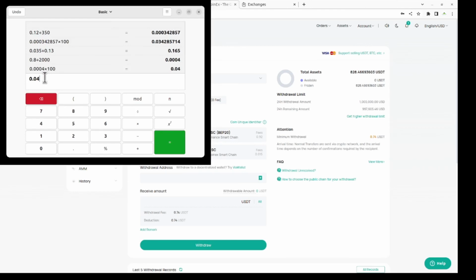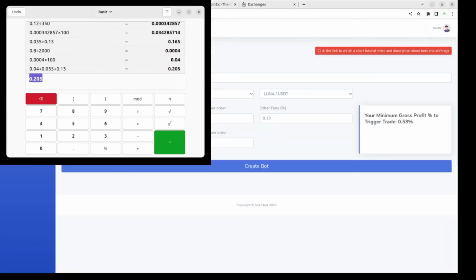So in this case, the fee is a bit higher. So we take 87% of this number and divide the fee by it. So that will be 0.8 divided by 2,000, and then multiply answer by 100. Then we get 0.04%. So the total other fees is in total 0.205%. We take this and put it on the other fees. And then the total minimum spread target to trigger arbitrage orders is 0.605%. That is how other fees are calculated correctly.